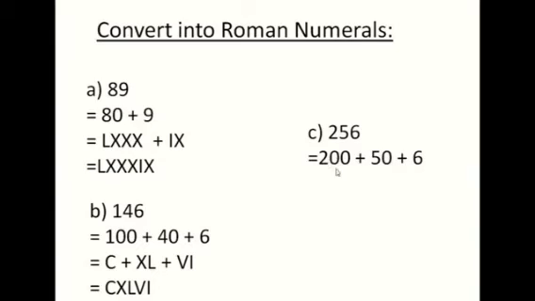200. How to write 200 in Roman numerals? You know the basic symbol of 100. So 100 plus 100 means C and one more C. 50, the basic symbol is L. 6, VI. Write in the place of 200 as CC, in place of 50 L, and in the place of 6 VI. Insert this plus sign. Work it out in your notebook.